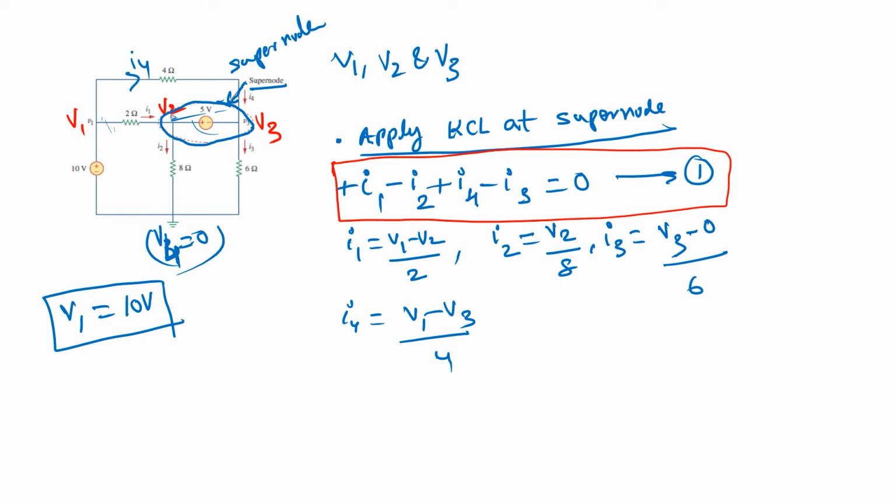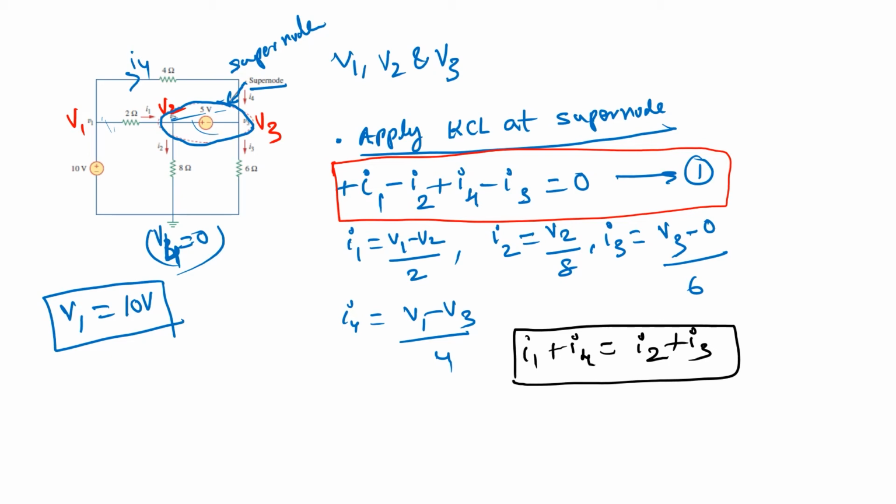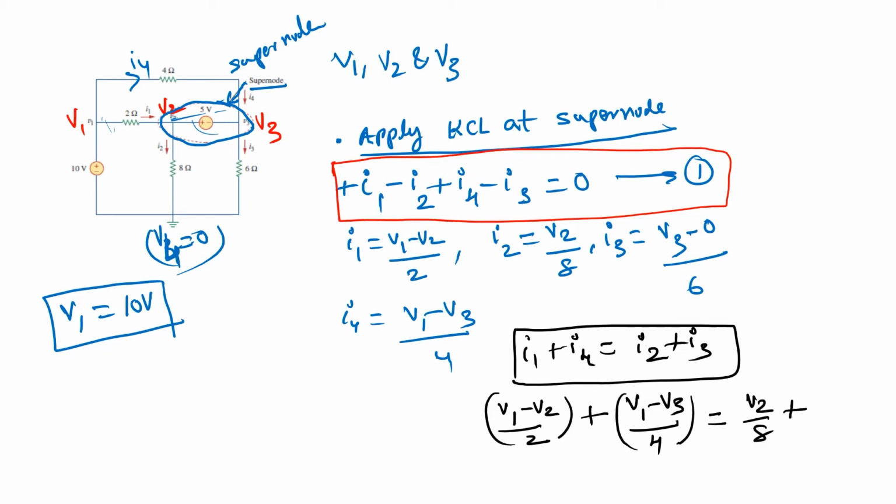So what is I1? I am going to write the equation like this: I1 plus I4 is equal to I2 plus I3. So what is I1 here? I1 is equal to (V1 minus V2) by 2. Right. What is I4? I4 is equal to (V1 minus V3) by 4, is equal to, what is I2? V2 by 8, plus, what is I3? V3 by 6. So what is LCM here?